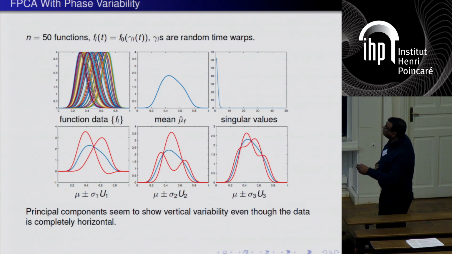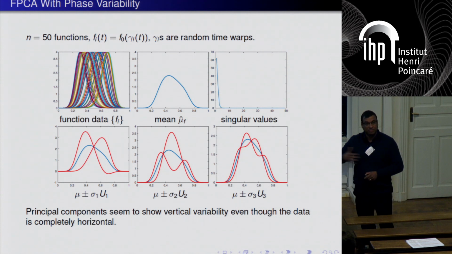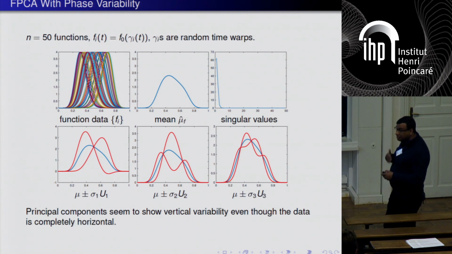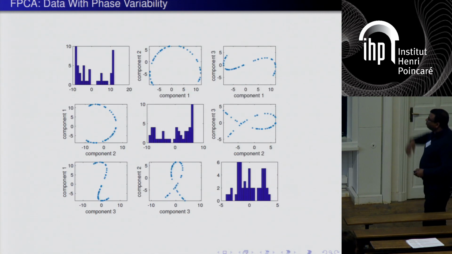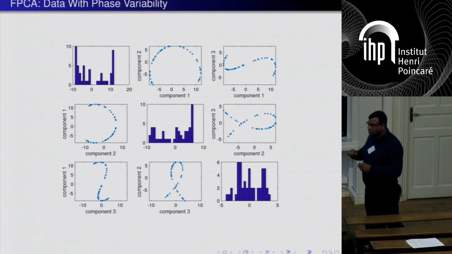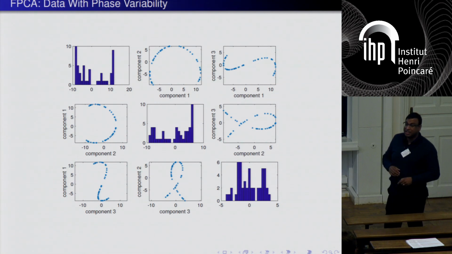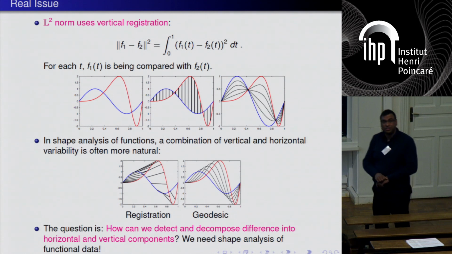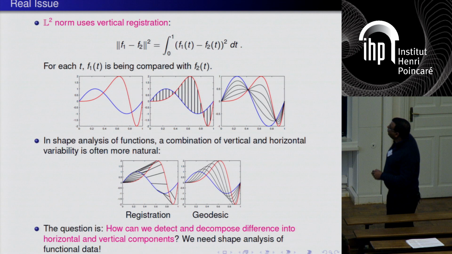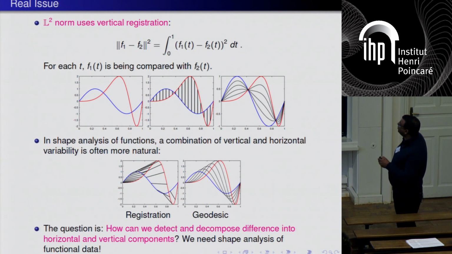Even though the variability in the data was horizontal, phase variability, the principal components under the L2 norm are showing vertical variation. So we are capturing something which is not in the data. Of course, one can look at the principal scores and so on, and it's easy to be convinced that it's not giving us the structure we want. What is the real issue? What is the underlying issue in the choice of this metric? If you look at how the L2 norm is calculated, f1(t) is being compared with f2(t) for the same t.